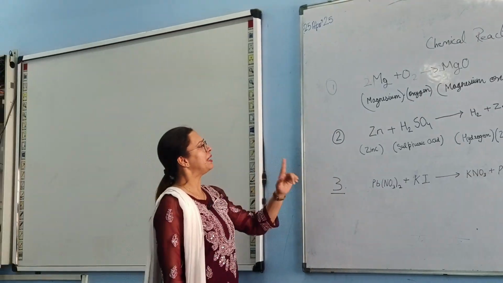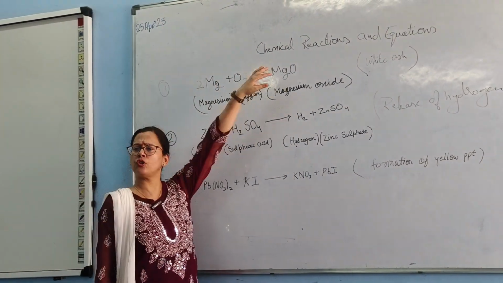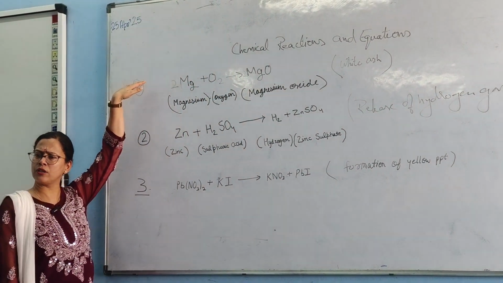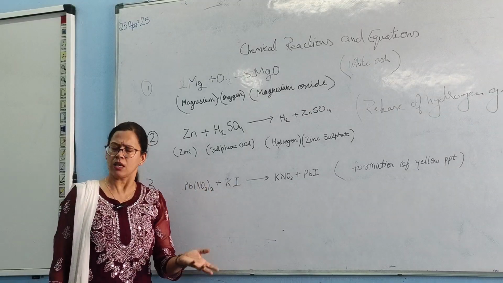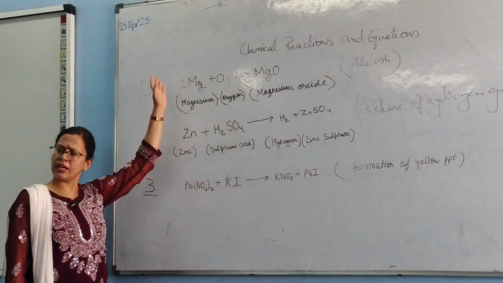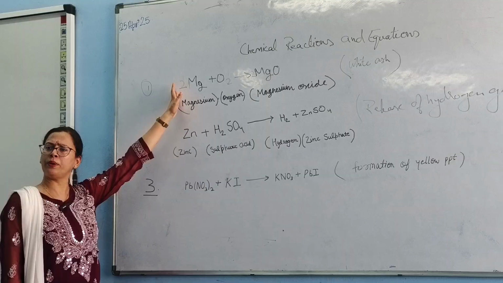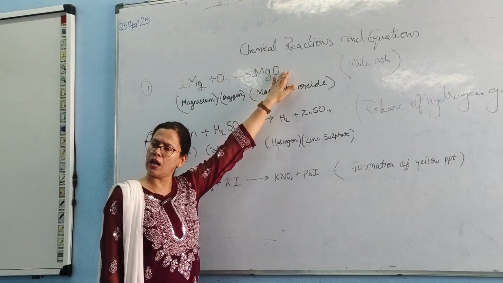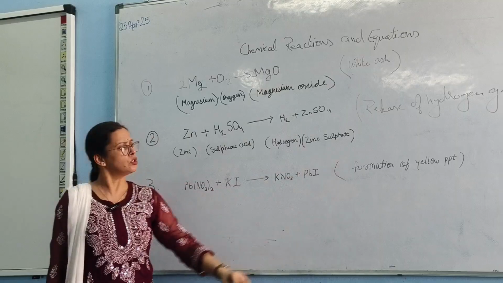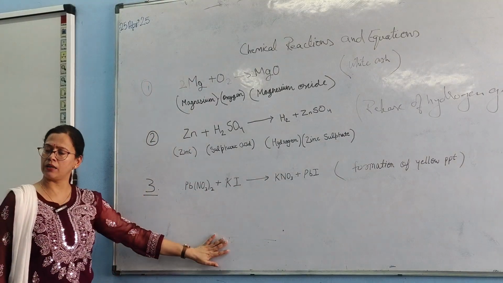First thing, we balance all the elements, whatever elements we have in the reaction, the number of atoms of all those elements we balance. Where? Arrow's left hand side atoms of elements are to be equal to the right hand side of the arrow, right? So this you have already done.